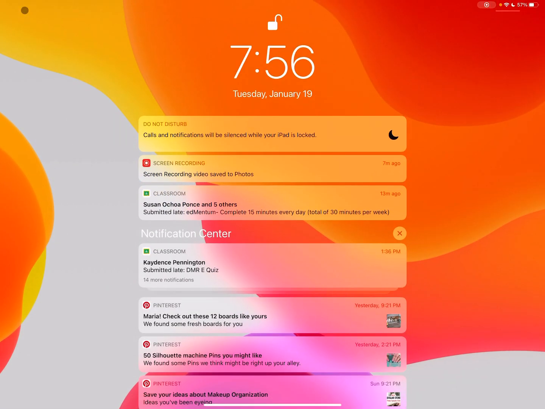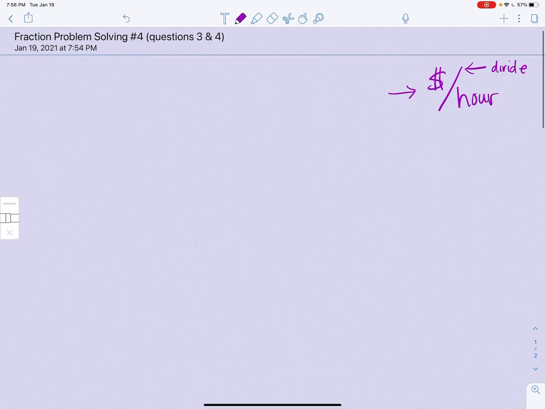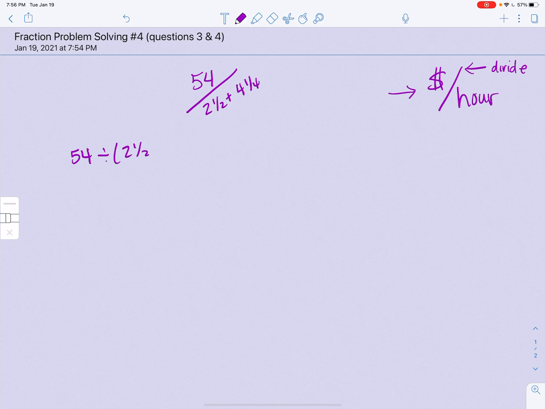So we know that she gets paid $54 and it's divided by hours because it's per hour. And she worked 2.5 plus 4 1/4. Now, personally, that's a little hard for me to read. So I'm going to try to rewrite that so that it makes more sense to me. 54 divided by (2.5 plus 4 1/4).